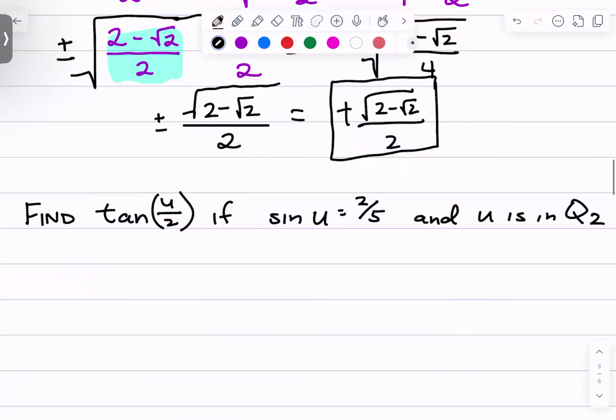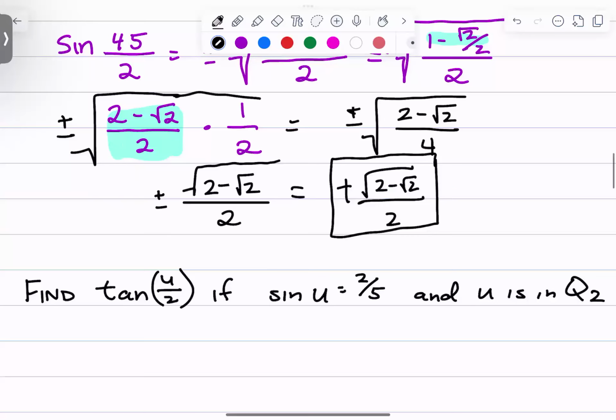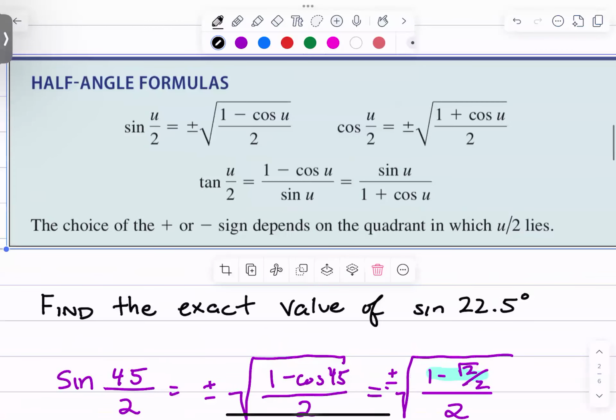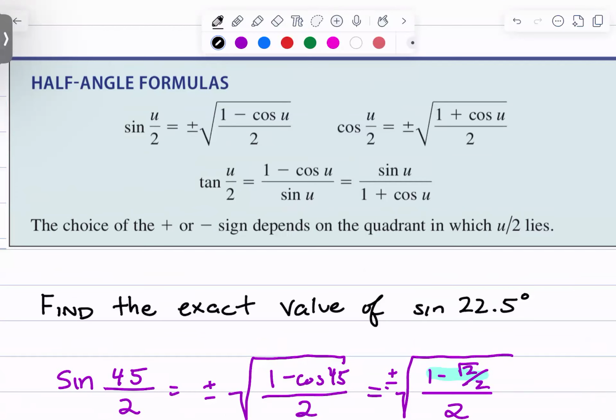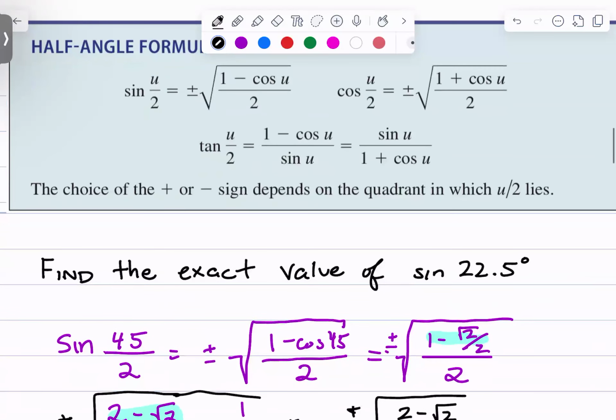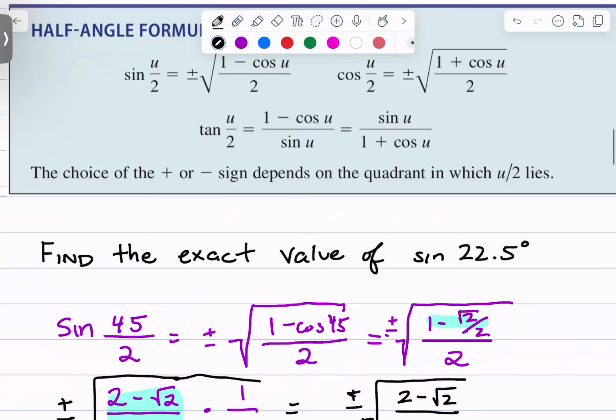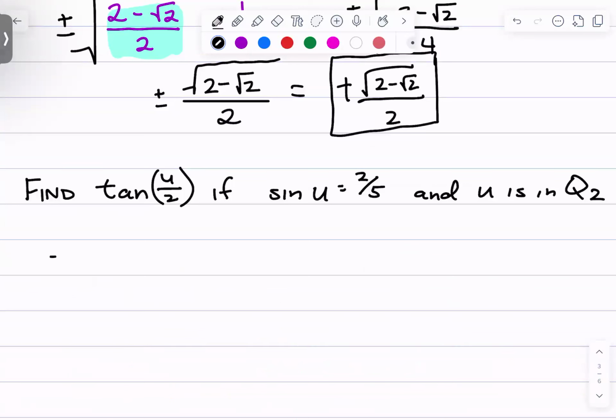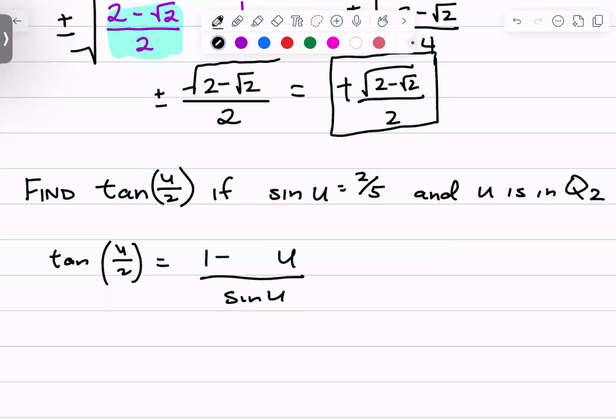Okay, the next one is find tangent of the half angle of u, if sine of u equals 2 over 5. So I would look at this, right? I would need both sine and cosine anyway, right? It doesn't really matter which one I use. I want to use the second one though. Sine of u. No, actually, I'm going to use the first one. 1 minus cosine of u over sine of u. Okay. So the half angle for tangent is 1 minus cosine u over sine u, right?